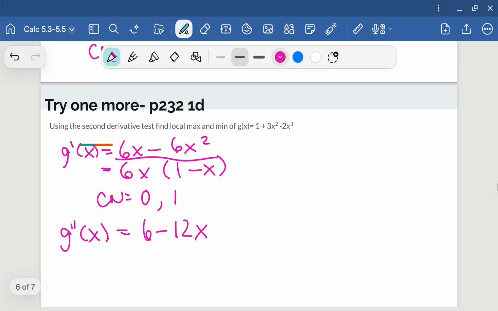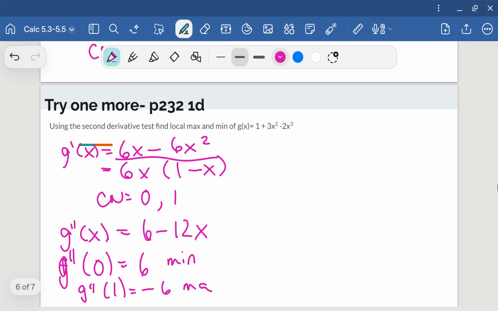Then I would plug in my critical numbers. Oh, not f, sorry, it's g. So I plug in 0, and I would just get 6. And I would plug in 1, and I'd get 6 minus 12, which would be negative 6. So that tells me, because it's positive for the first one, this is a local min, and negative for the second one, this is a local max. You can go back to your original function to figure out those points.